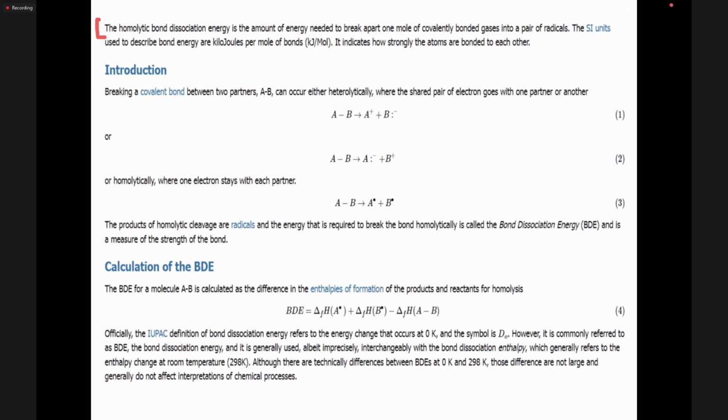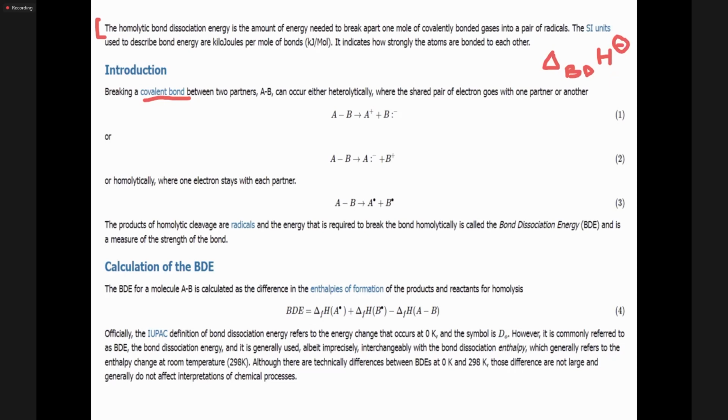Now we go to the introductory part, which is breaking a covalent bond between two partners, A and B. You see over here, there is a covalent bond between A and B, and we are discussing the delta BD of H in the standard state. This BD stands for bond dissociation, and H is enthalpy. So that is delta of bond dissociation H.